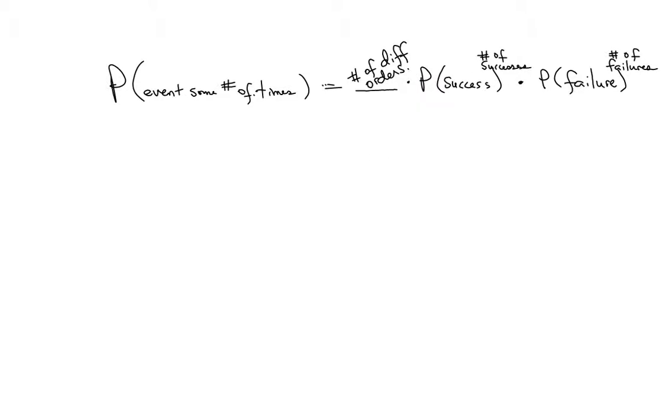So let me show you with our example so that this makes sense. Because right now this makes no sense, right? Looks like gibberish. I'll make it make sense. It's actually very easy. Going back to our example, we're going to throw the die 10 times.